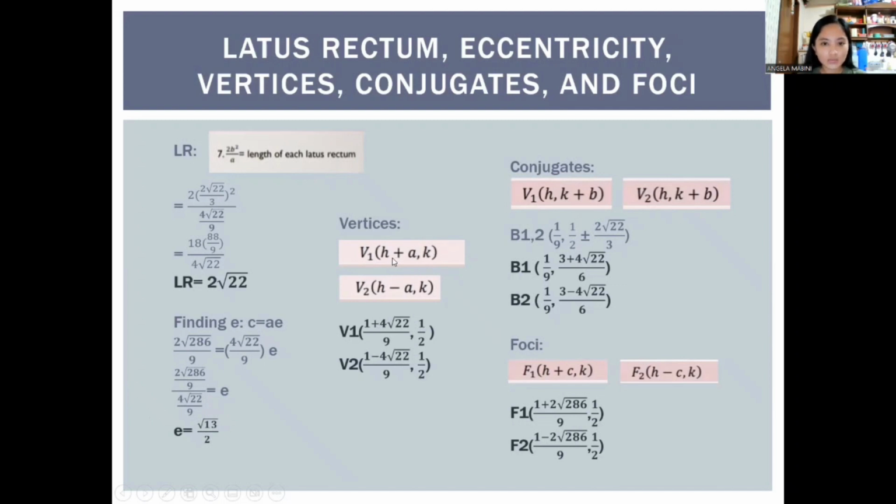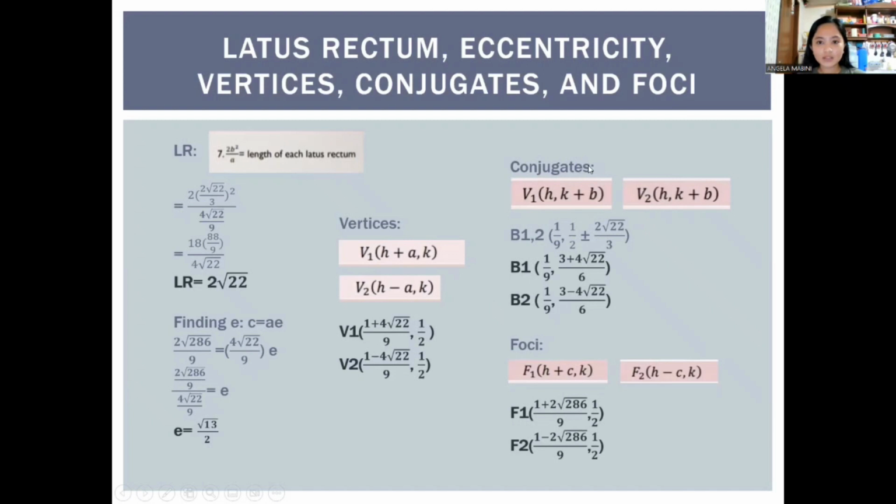Substitute natin yung nakuha nating value ni h from the center, and yung value ni a, and as well as yung value ni k, which will give us yung unang vertex o yung V1 natin is equals to 1 plus 4 square root of 22 all over 9, comma 1 half. And yung pangalawang vertex naman natin is 1 minus 4 square root of 22 all over 9, comma 1 half.